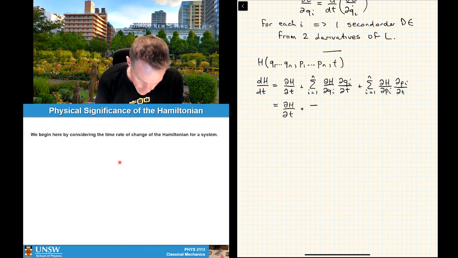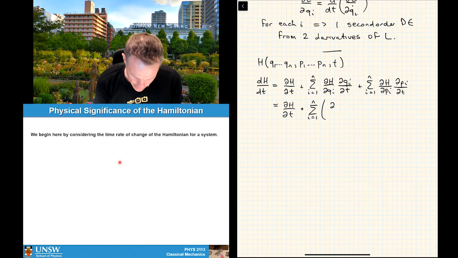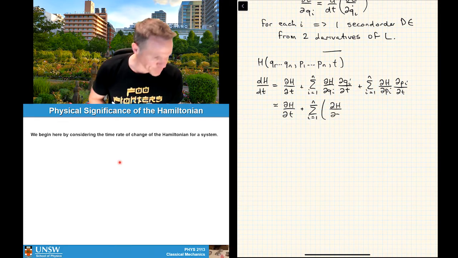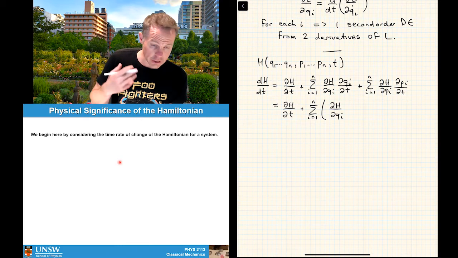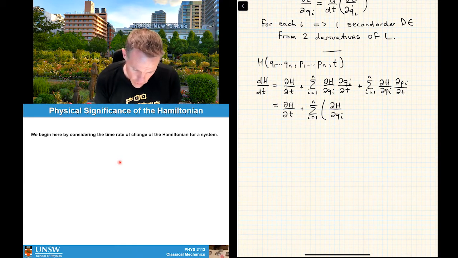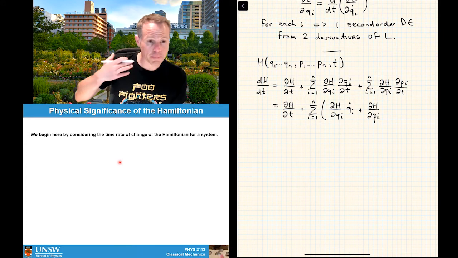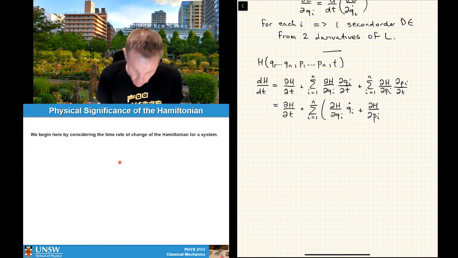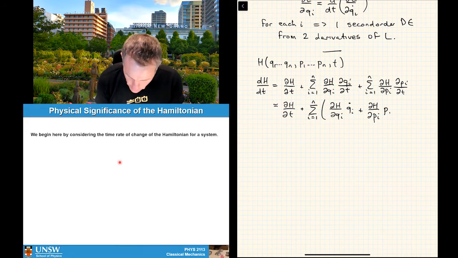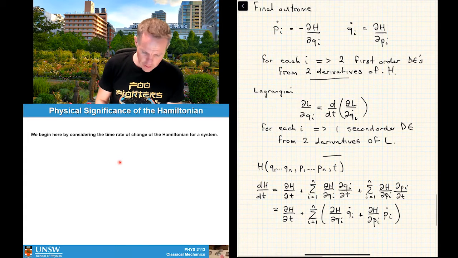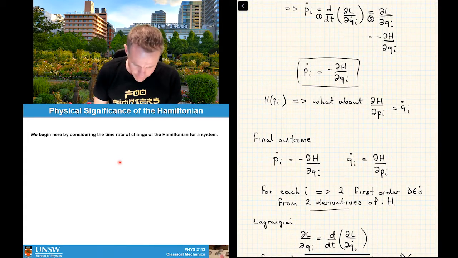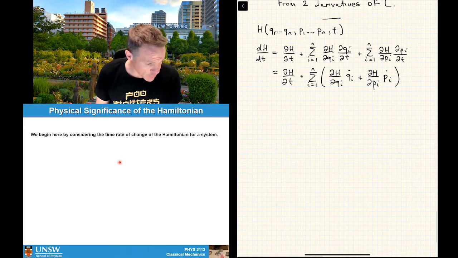So this is the sum from i equals 1 to n of dh on dqi, dqi on dt is just qi dot, right? So this is qi dot just here, plus dh on dpi times dpi on dt, which is just going to be pi dot. And you'll remember that just up earlier we dealt with a pi dot, right? In getting our Hamilton's equations of motion.